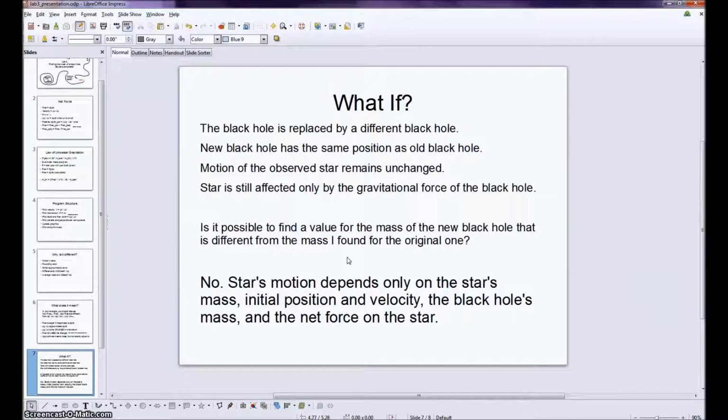If the substitution described above were to happen, I would not be able to find a different mass from the one I calculated before. This is because the star's motion depends only on the star's mass, initial position and velocity, the black hole's mass, and the net force on the star. If nothing but the mass of the black hole changes, that means that the black hole's mass also remains constant.